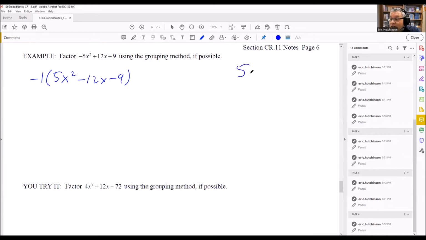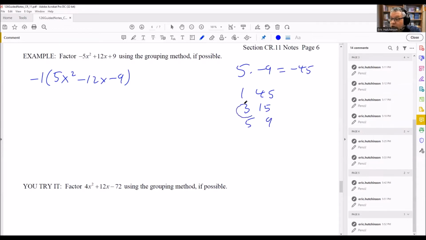So I'm going to take 5 times negative 9, and that's negative 45. I'm going to write down all the factors of that. So I have 1 and 45. I have 3 and 15. And of course, I have 5 and 9. I want to find the combination that gives me negative 12.